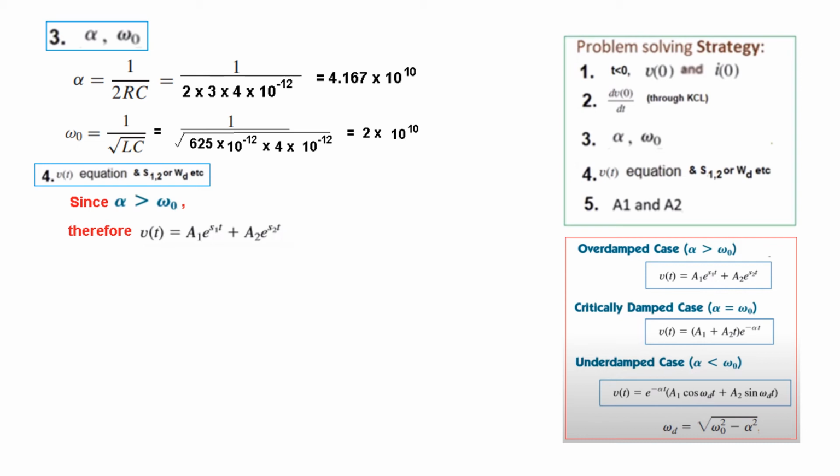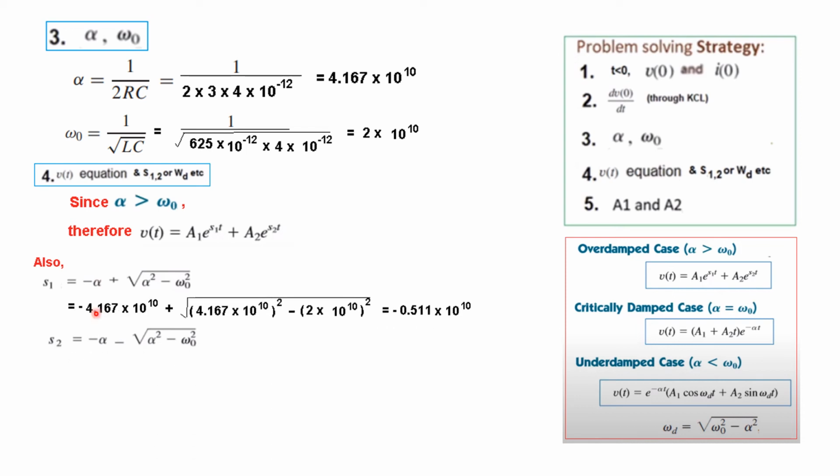Now, a couple of unknowns here. We don't know what A1 and A2 are. We don't know what S1 and S2 are. S1 and S2 are the characteristic roots, and the formula we'll pick from the book. These are the two formulas for S1 and S2. Now, plugging in the values from here, I hope you can follow. This is the value of alpha, alpha square minus omega square. So this is S1, and similarly this value is for S2.